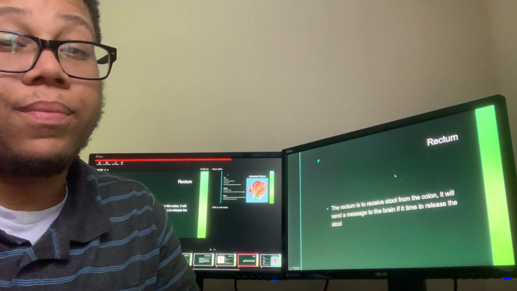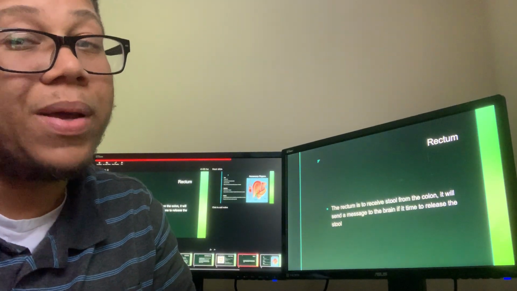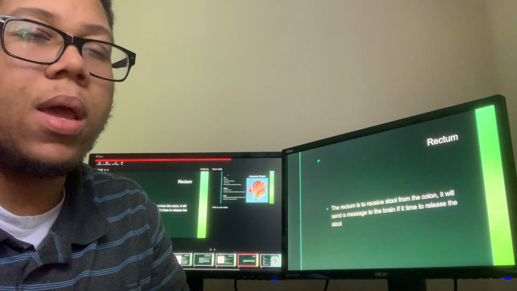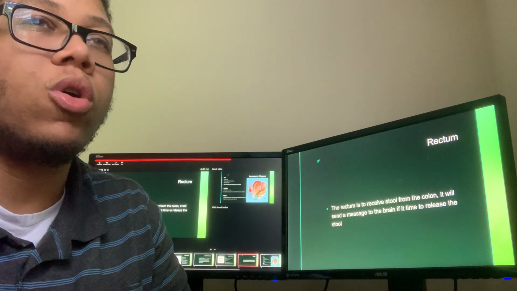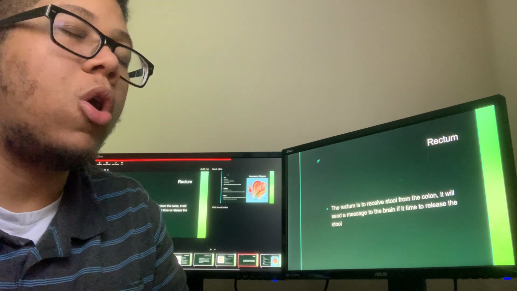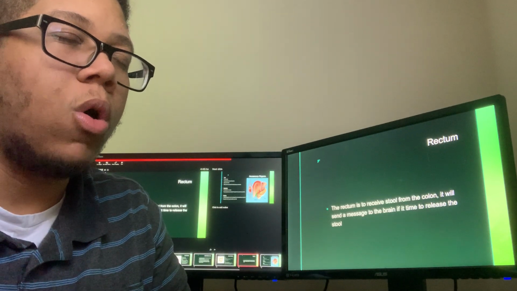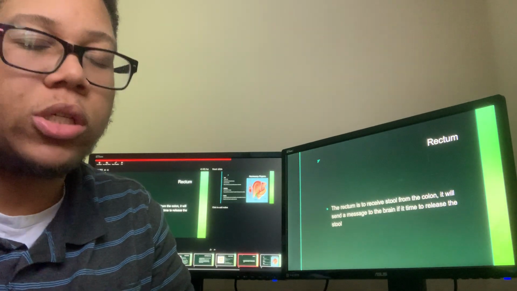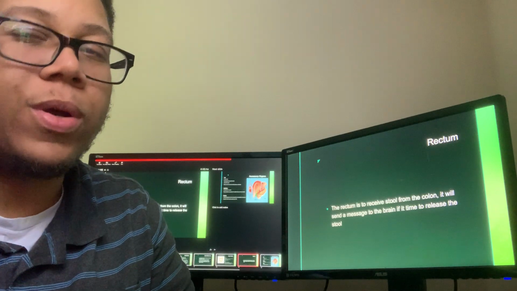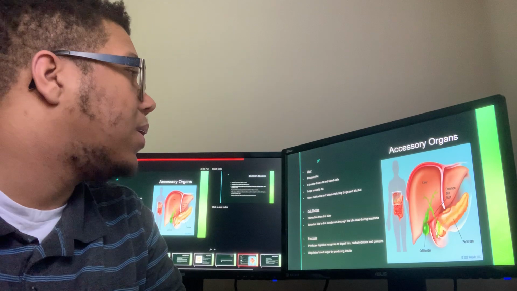And now we're in the rectum. The rectum receives the stool from the colon, basically the large intestines, and it sends a message to the brain about when it should be released, or what's coming out, like gas. It sends signals to determine when it needs to be released.